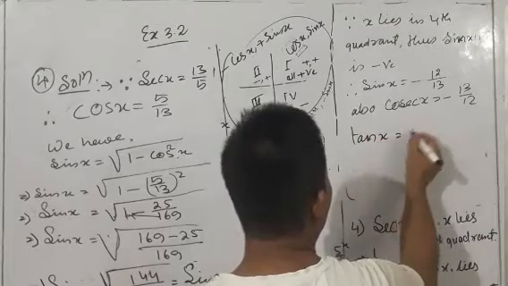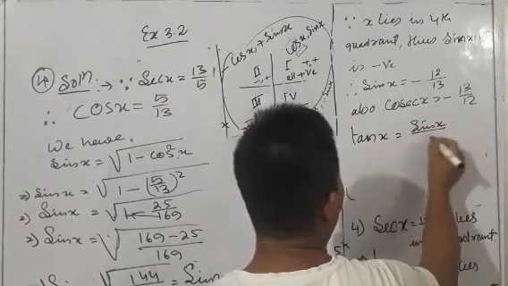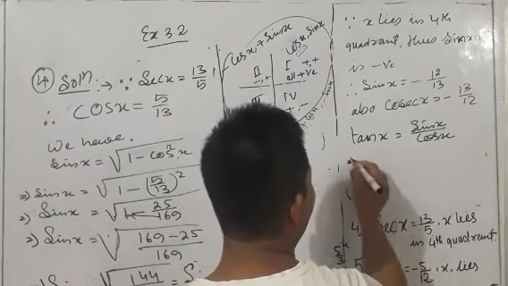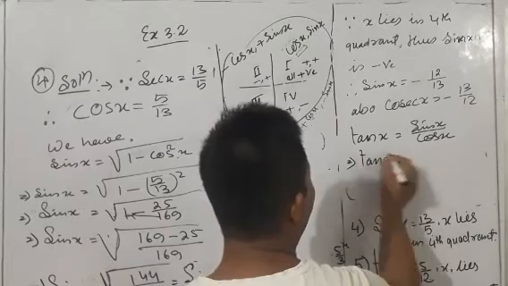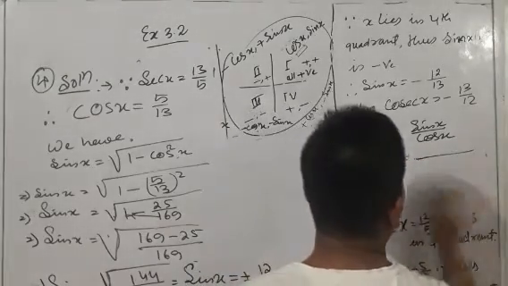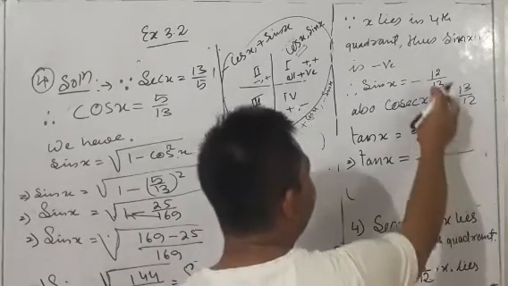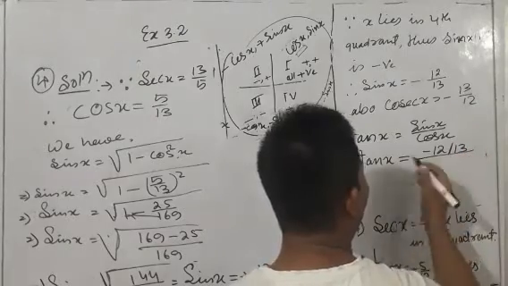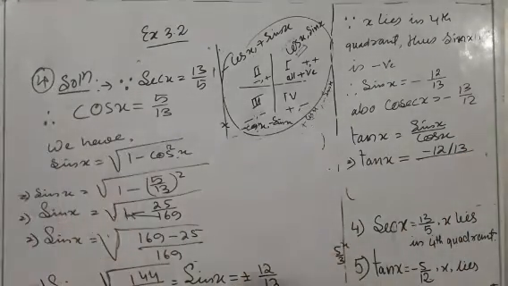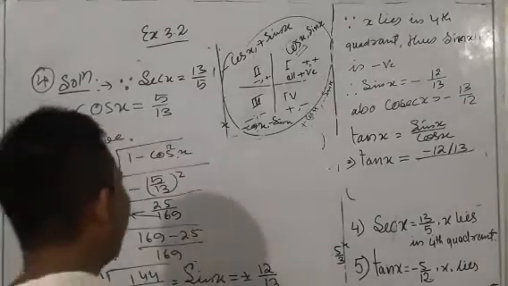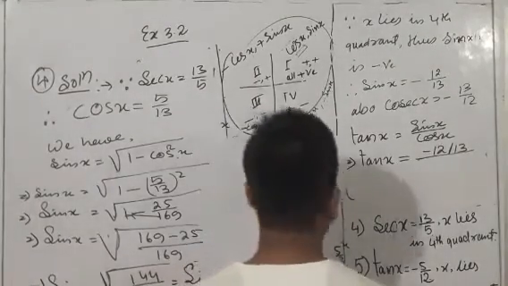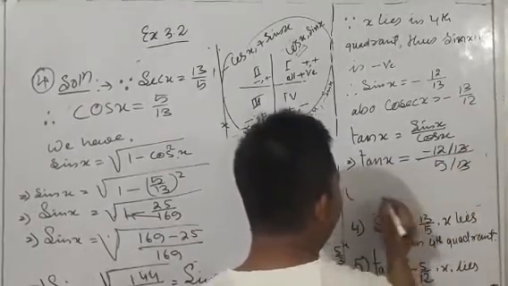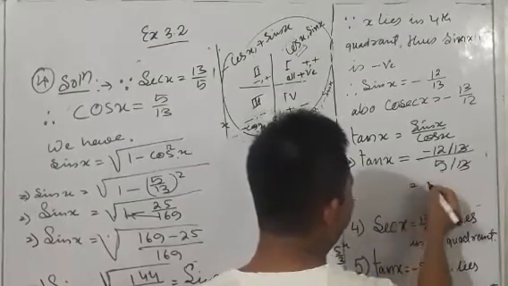Tan x equals what? Sin x upon cos x, correct? So we have got sin x equal to minus 12 upon 13. And then cos x is already there, 5 by 13. So 13 will be cancelled, and we can do it like this.